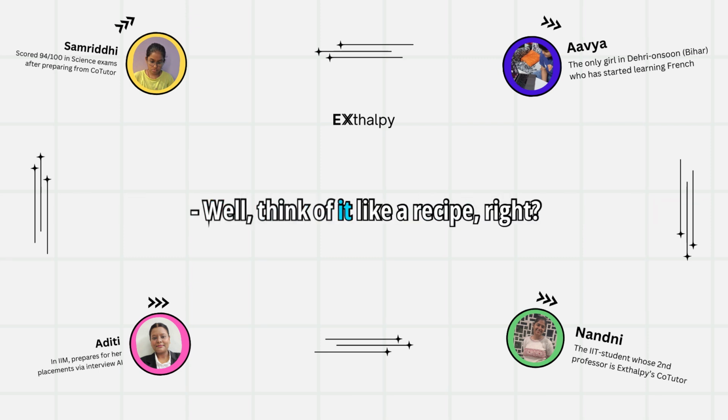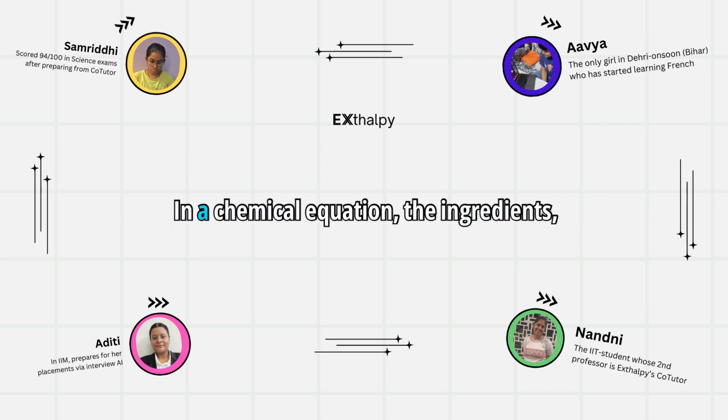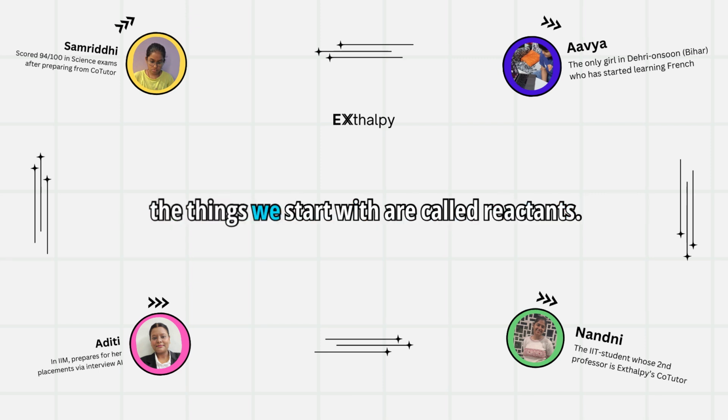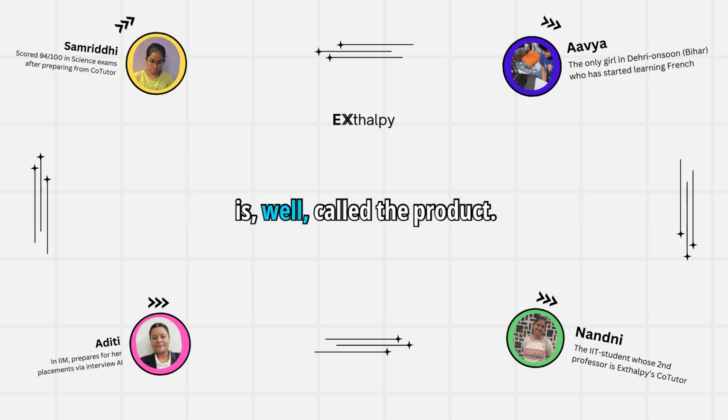Well, think of it like a recipe, right? You've got your ingredients and you've got your finished dish. In a chemical equation, the ingredients, the things we start with, are called reactants. And the final product, the thing we end up with, is called the product.